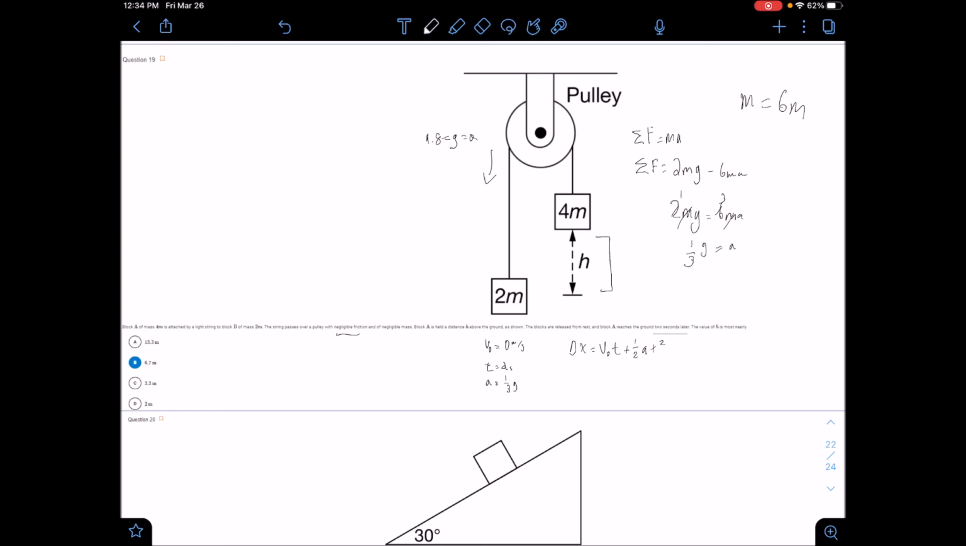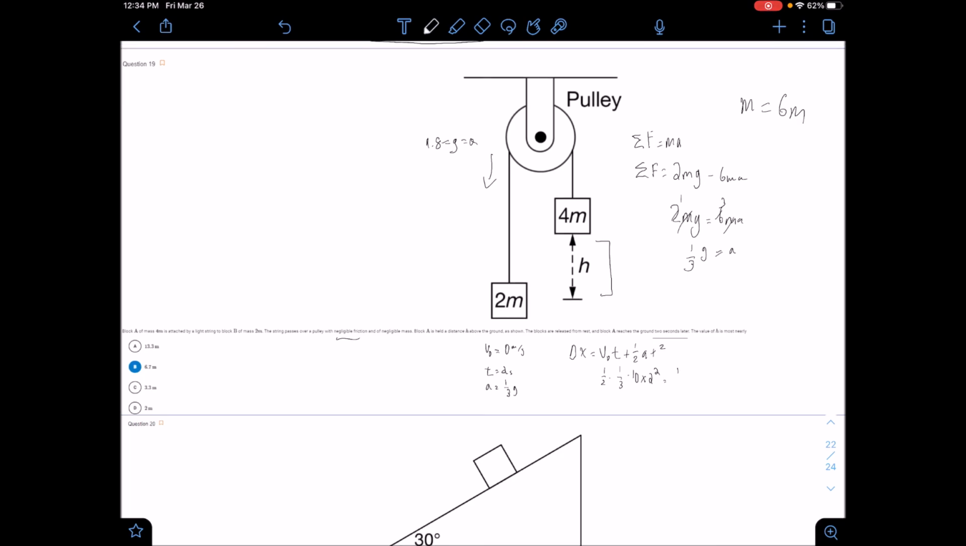Plugging the values in, we get 1/2 times 1/3 times 10 times 2 squared, which is equal to 1/6 times 10 times 4. So we get 1/6 times 40, and that should be equal to around 6.7. Thus, 6.7 will be our answer.